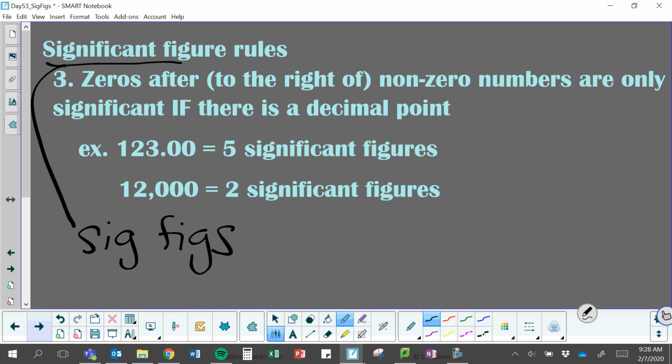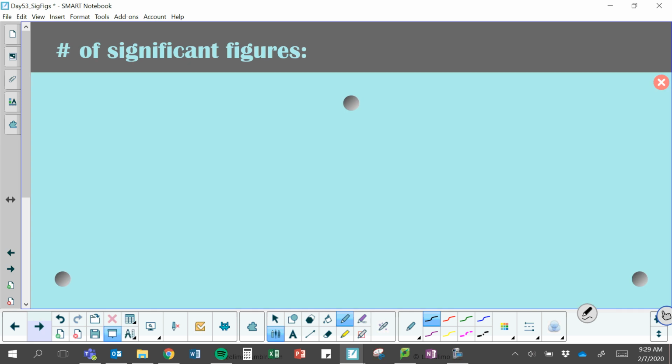Sometimes I will refer to significant figures as sig figs, so that's just a little thing there. Okay, so again, if we have a decimal place, we count them. If there's no decimal place, we do not. Okay, so here are some examples again.